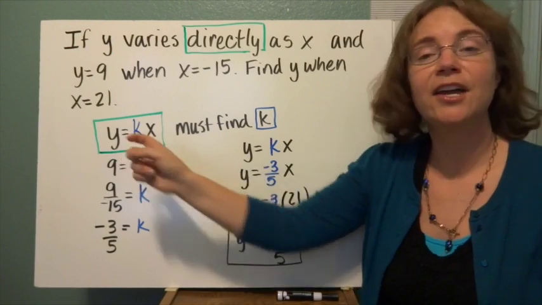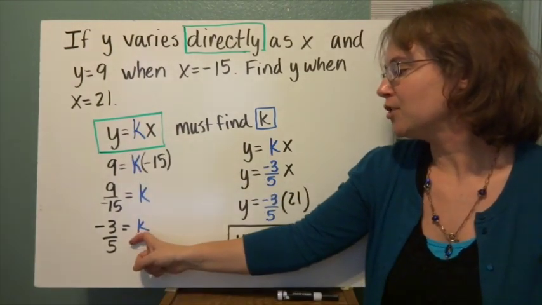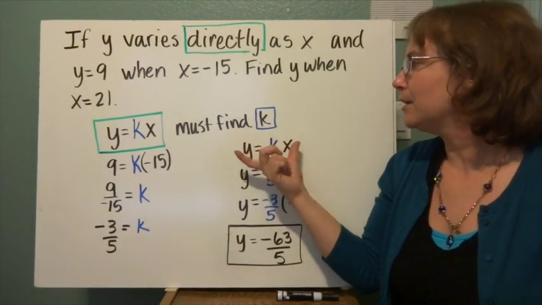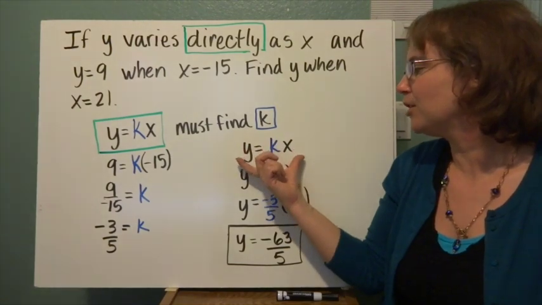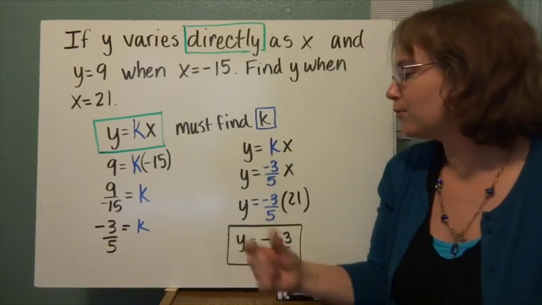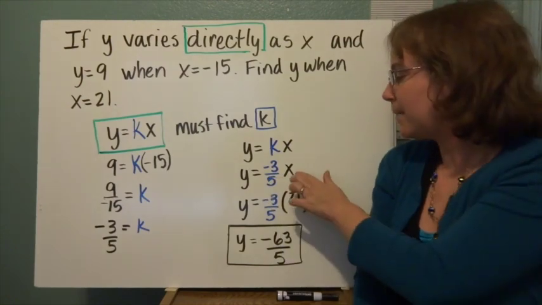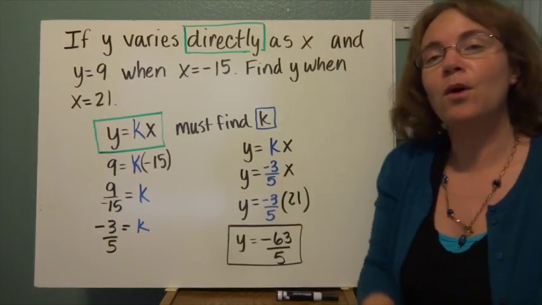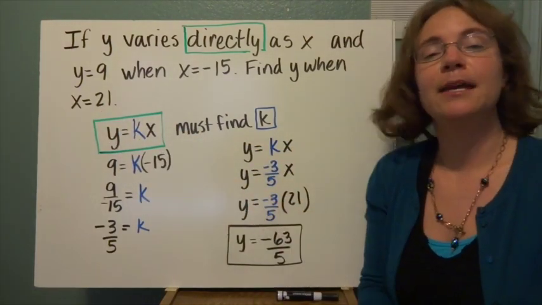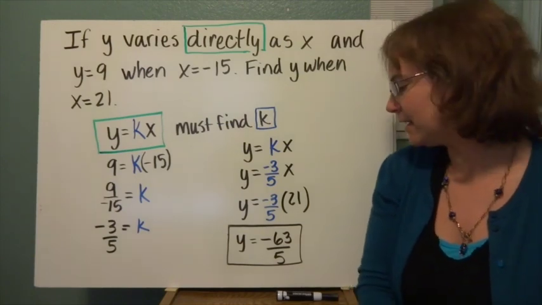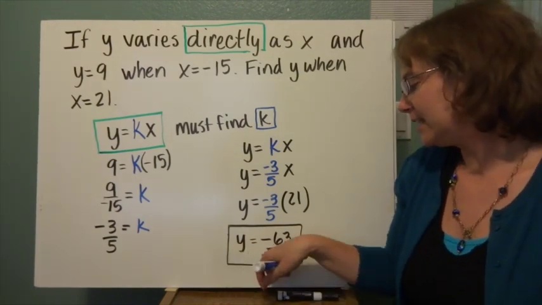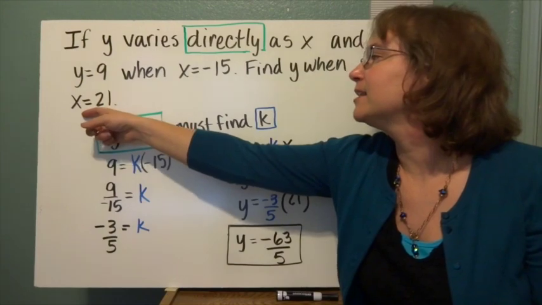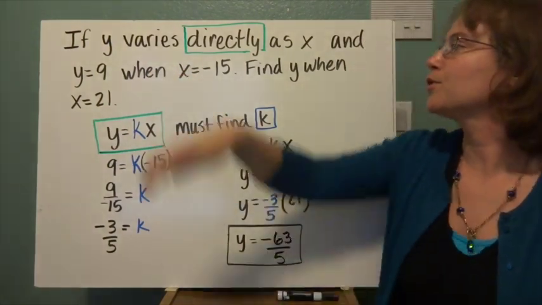Now I know my k. I know this relationship now is always based around multiplying by -3/5. So I can take the k in my direct variation equation right here, and I can substitute in the -3/5 for my k. Now I can multiply -3/5 times my x value, which is 21, and I can get what y is equal to. So -3/5 times 21 is going to give me -63/5. So y is equal to -63/5 when my x is 21 in this particular proportional relationship.